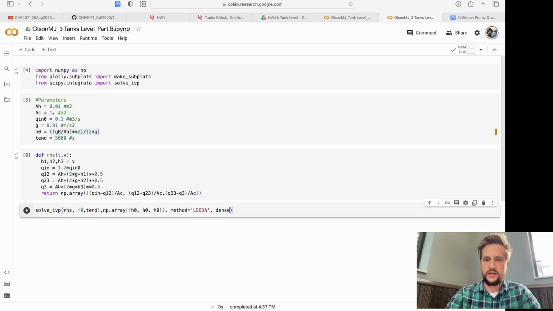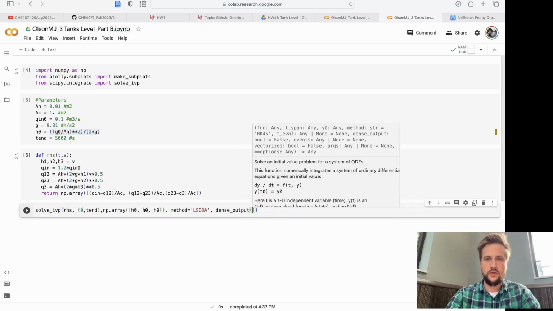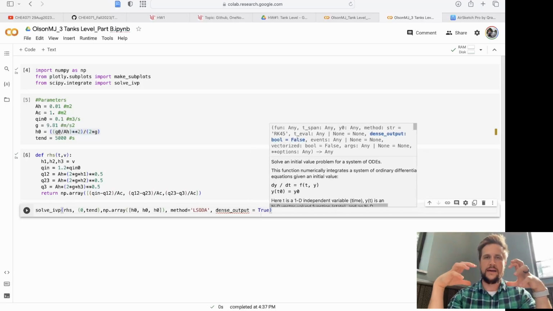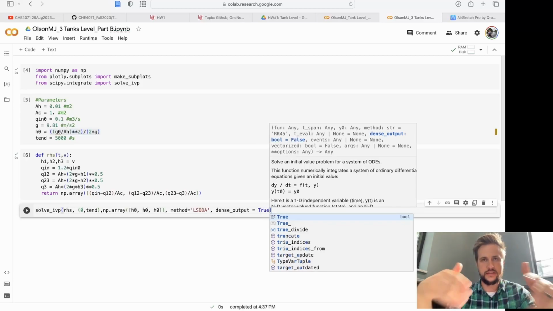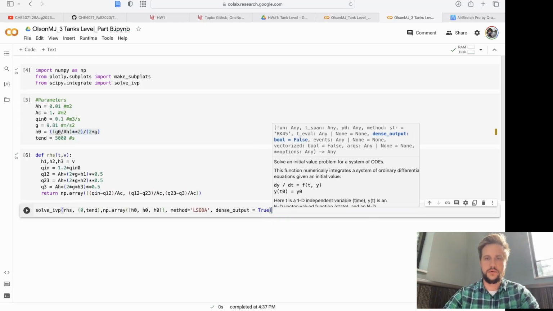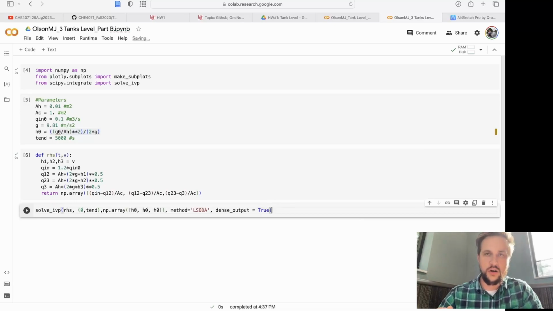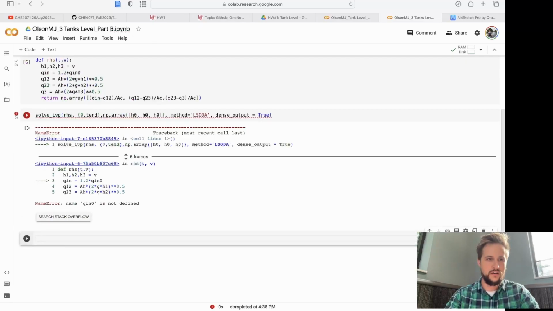And then just as we did in the first video, we want to be able to have a solution kicked out at any particular time that we're interested in. So we're going to say dense output true, because we want to know at 2500 seconds what is the fluid height in tank 1, 2, and 3, and so forth. This way we can pick any time we want and get a value.